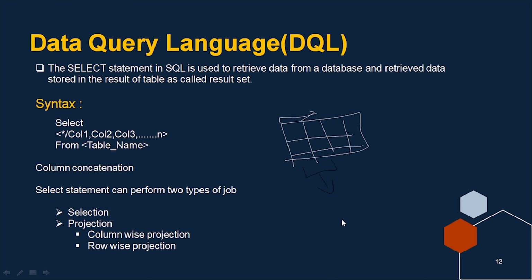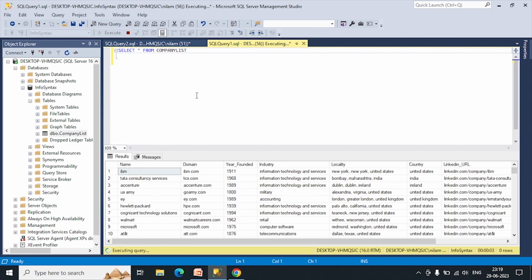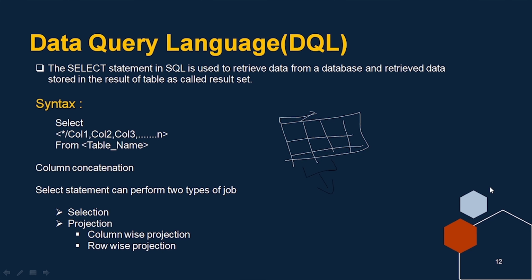On the other hand, we will retrieve required rows from the table based on a condition or where clause. We can see this result. I have retrieved all the records from the company list table. It has almost 10 lakh records or more. But here I don't want all these records, and we can see the country is United States, India, Ireland, and so on. But here I want to see only those companies that belong to India. At that time we will use row level projection. We will cover this in our next slide.